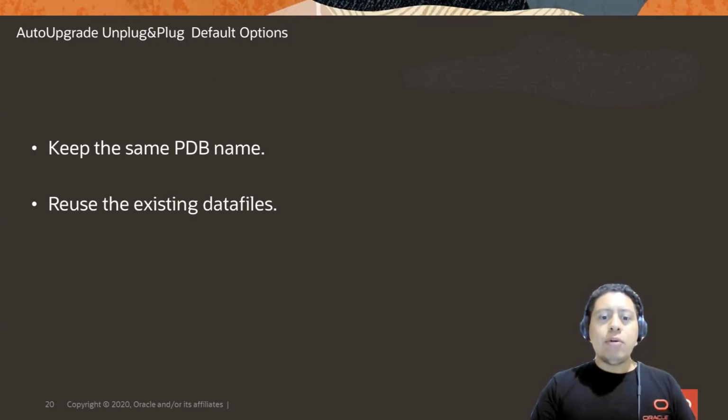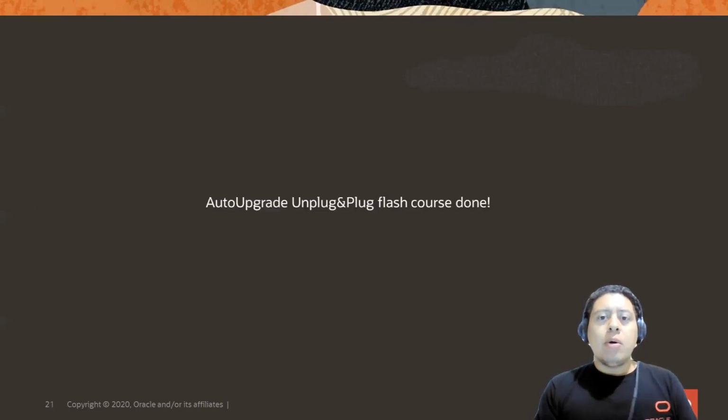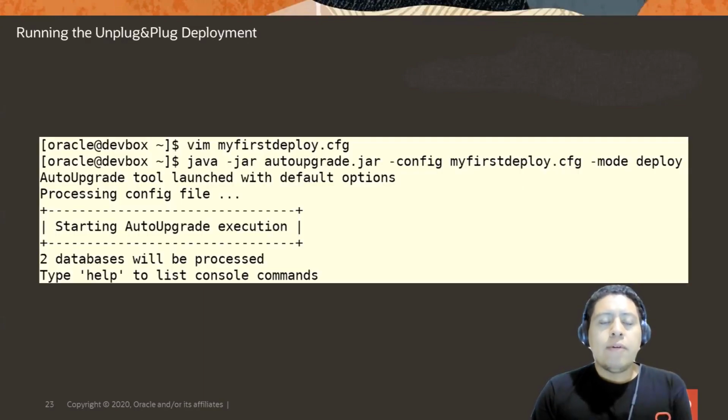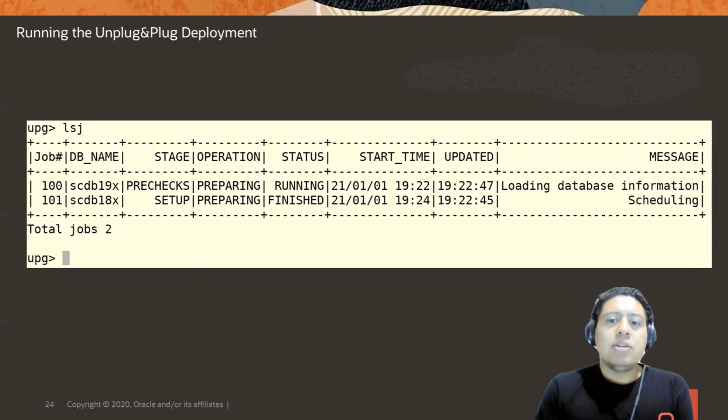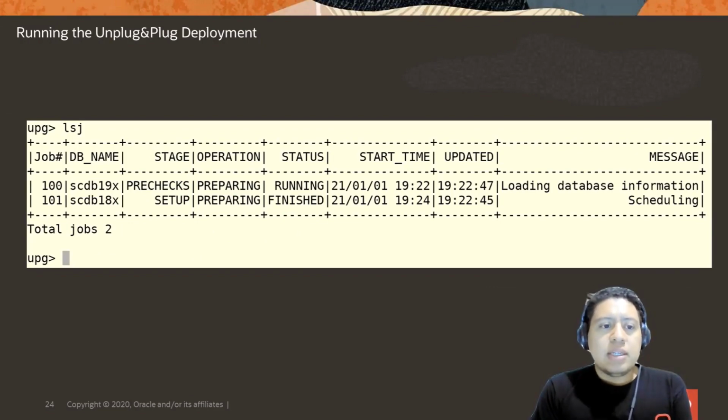Congratulations, now you have become a full unplug and plug master. For the most part, this is pretty much all you need to do in order to perform your unplug-plugs using the autoupgrade. After the command has been issued, you just need to wait until everything finishes. If you get bored while this is happening, you can just type lsj once in a while to monitor the current status of the operations of your jobs. In this case, I just typed lsj, and as you can see, we are just waiting for both jobs to finish. And after a few minutes, we will get this.